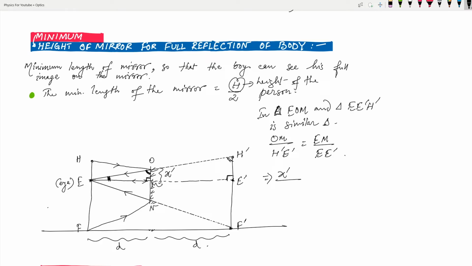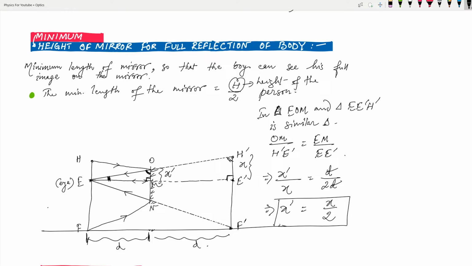Okay, and let HE dash be X. Okay, this one. EM, from the figure we can see that it is D, because we have already measured that below, D, and EE dash is twice of D. So you can find out that X dash is actually X by 2, isn't it? This is very important.